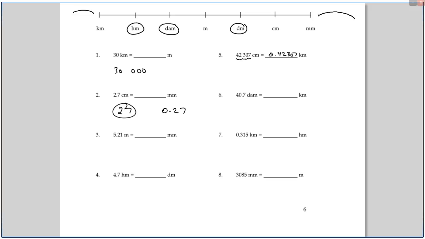Okay, so the DAM, it's rarely used, but it's on a test just so you can see if you know how to do metric. So how many jumps from DAM to KM? 2 jumps. The unit got bigger, so our number should get smaller. So this is 0.407. Okay, can you guys finish the next 4? Quick, quick, quick.